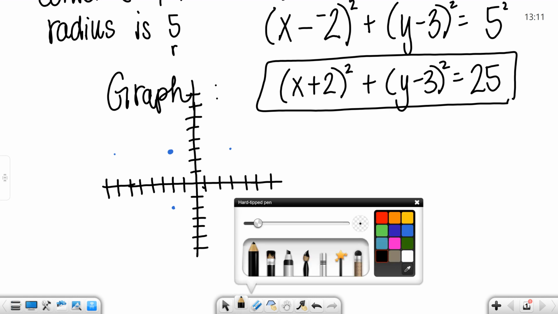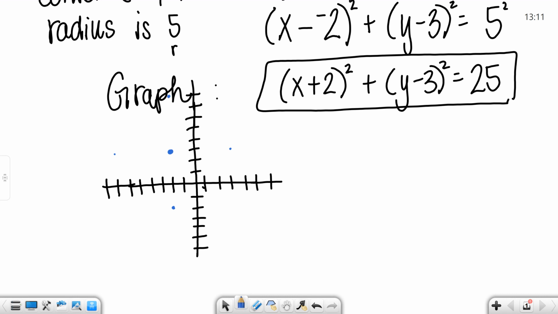So I'm going to run into my words a little bit there. 1, 2, 3, 4, 5. Okay, so then I draw my circle that goes through. Oh, not a very good circle. So my center is at -2, 3. Now my radius is 5.